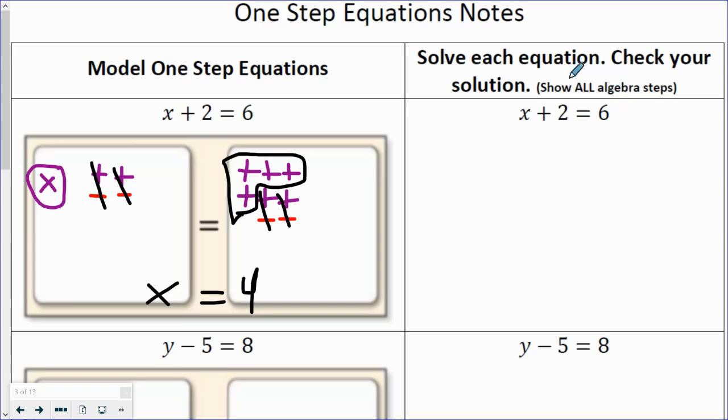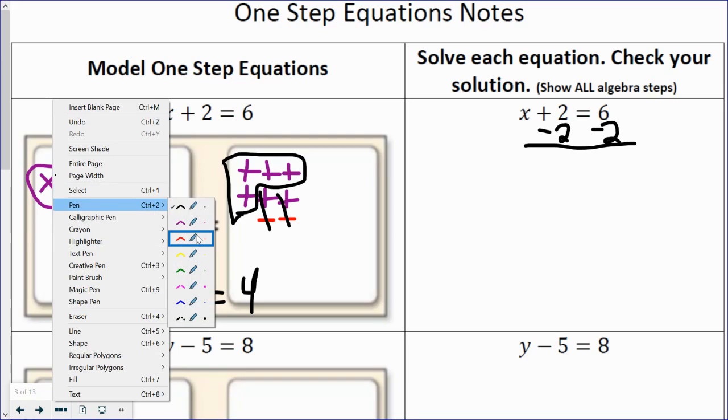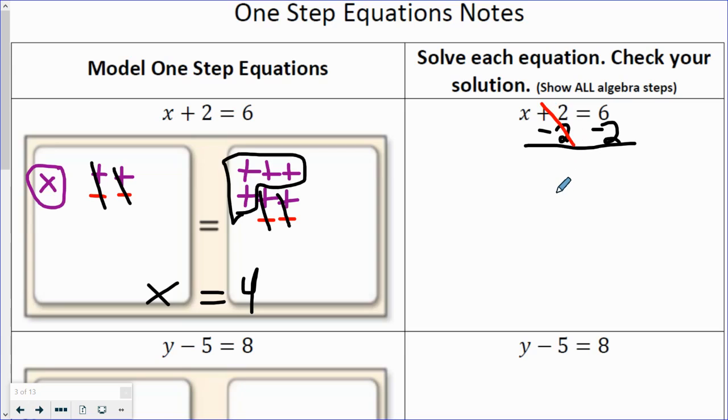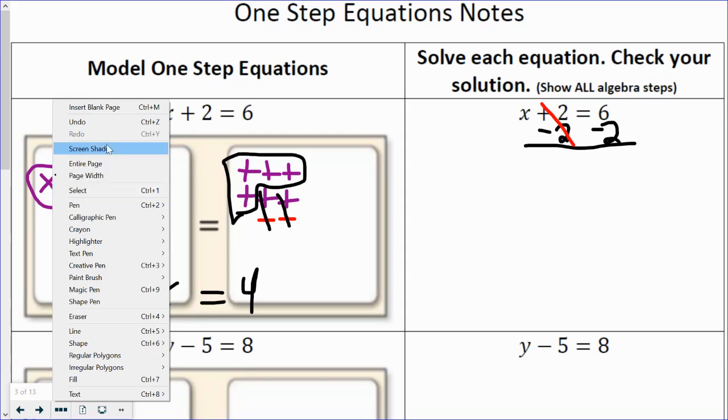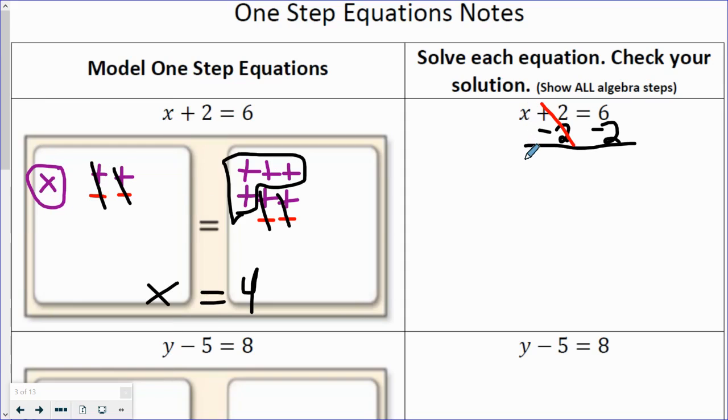The algebraic way is I want to get rid of this positive 2 by using its opposite. So we want to subtract 2 on both sides. Notice how I'm lining it up, and then I put a line to stay nice and neat. Another lovely little extra step is crossing those out. It has now disappeared. Then I bring my x back down, because we didn't get rid of that. That's still there, and so is my equal sign. Then I just have 6 minus 2. Well, we know 6 minus 2 is 4.